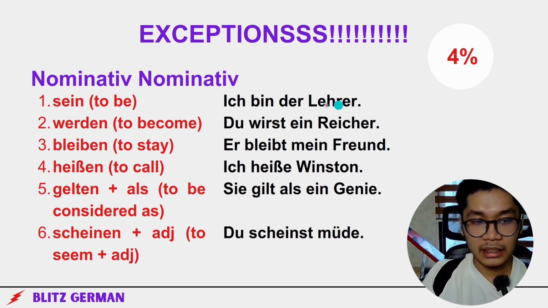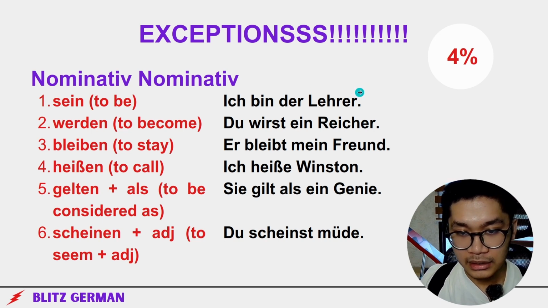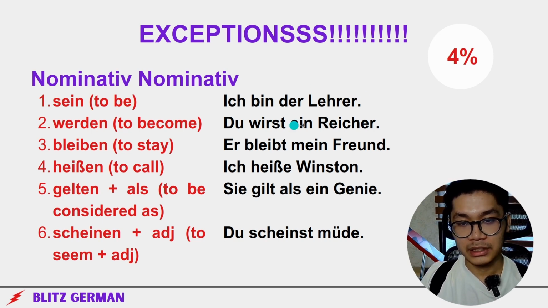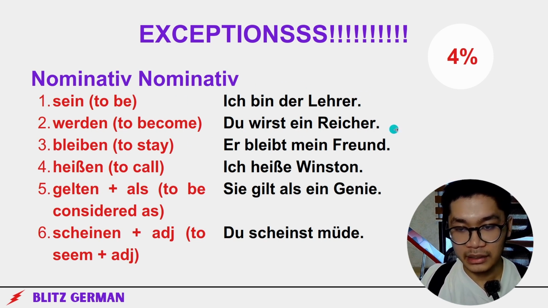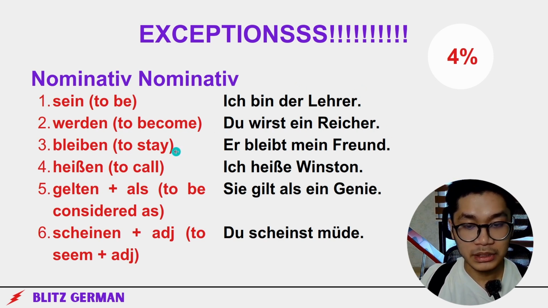Sein, ich bin der Lehrer. In English it's to be, so I am the teacher. Here der Lehrer is nominative, not accusative or dative. Werden, du wirst ein Reicher, you will become a rich man. To become. Bleiben, to stay, er bleibt mein Freund, he stays my friend.